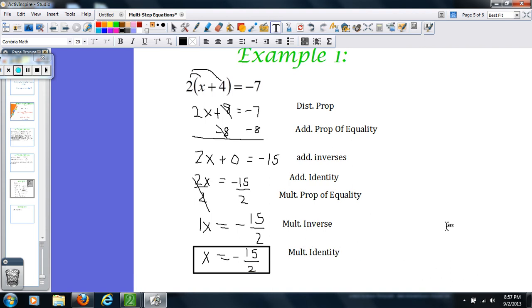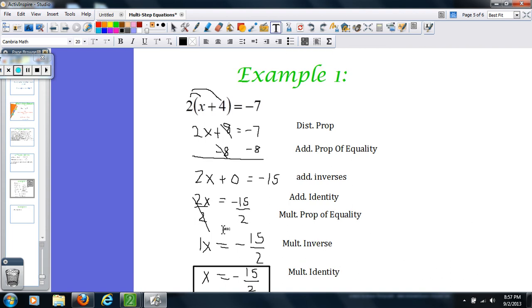And I'm going to go ahead and put that one right there. Okay, and that gives me my answer of x equals negative 15 over 2.